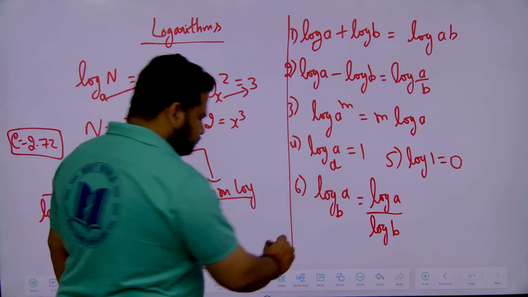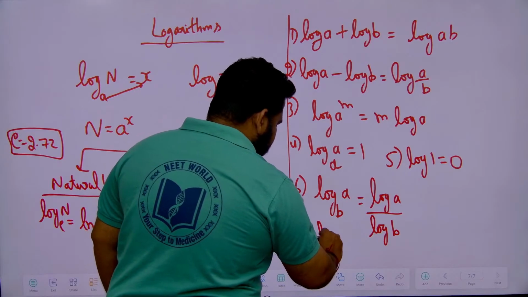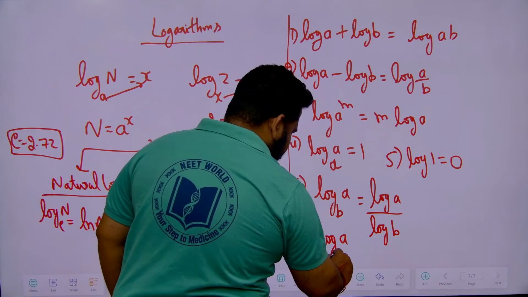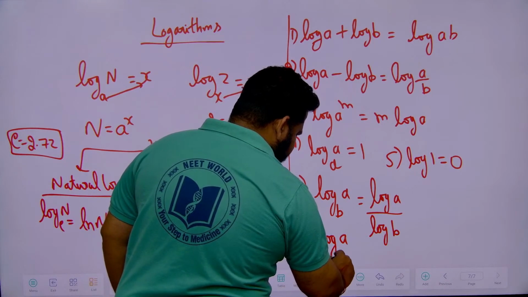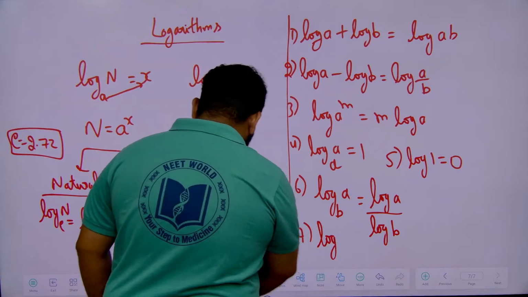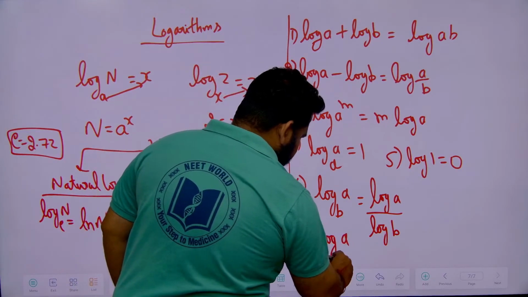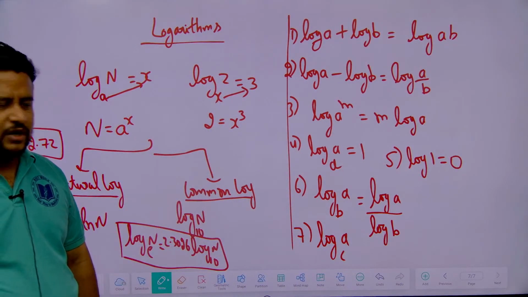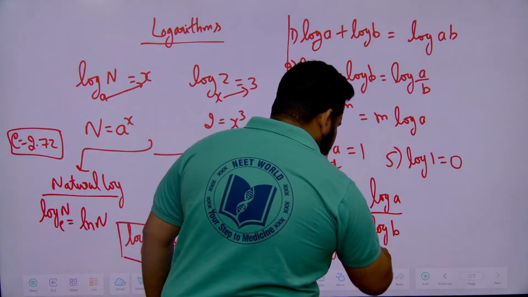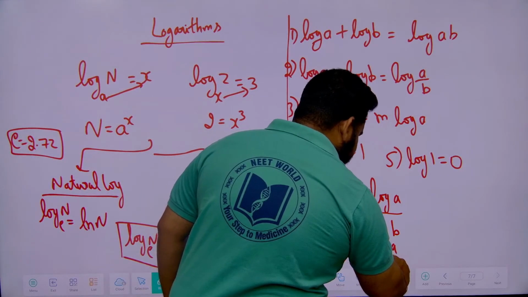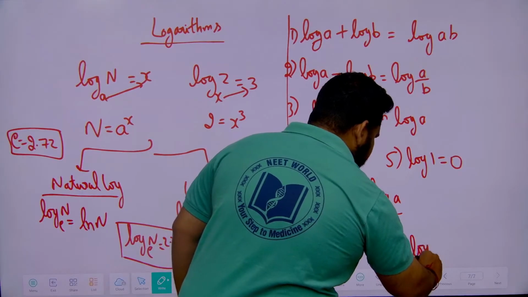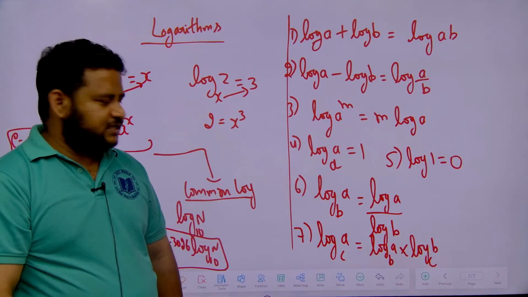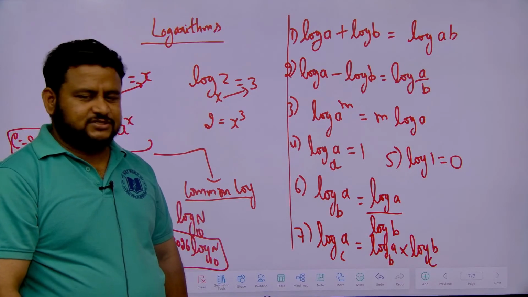Next, if you have log a to the base c given, what can I write? I can write it as log a to the base b into log b to the base c.